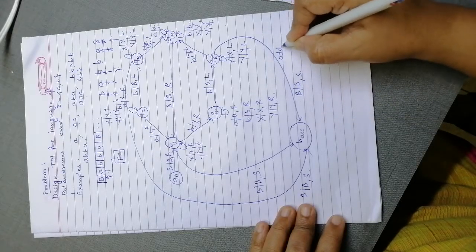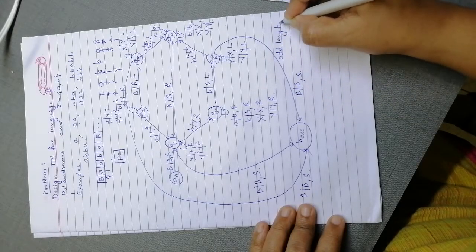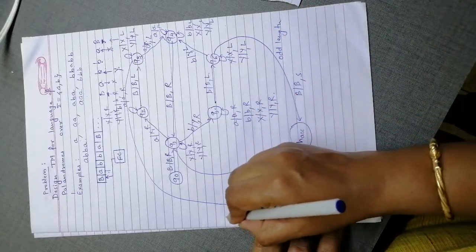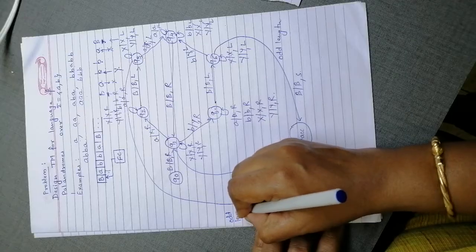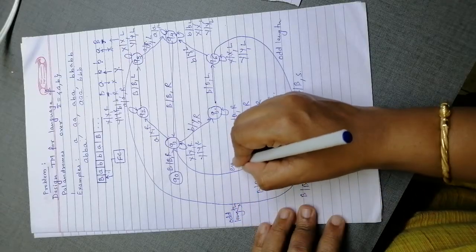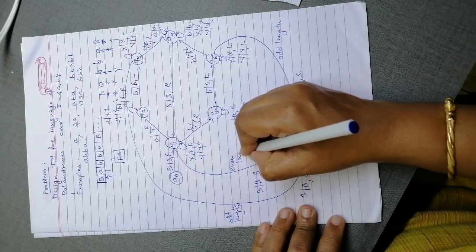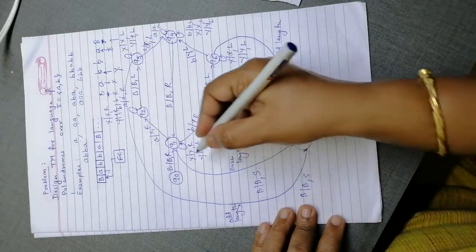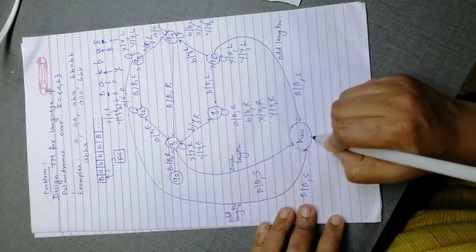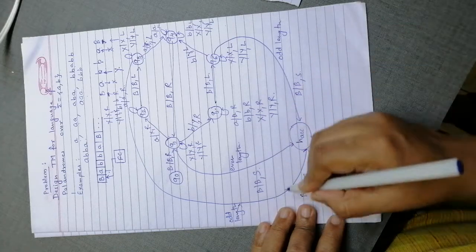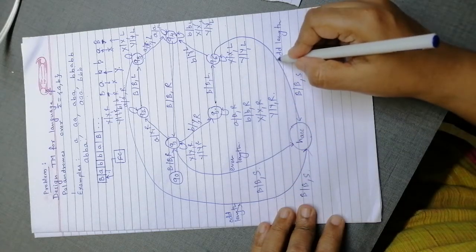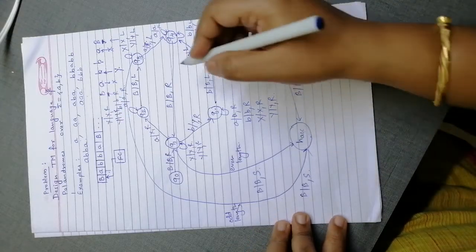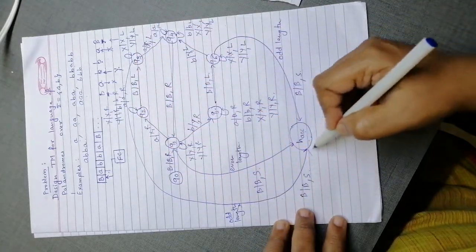So this is for odd length. This is as well for odd length palindrome, and this is for even length palindrome. So in case of even length, it will reach the accept halt, and in case of odd length, when the middle symbol is B, it will take this move to reach the accept halt. When the middle symbol is A, it will take this move.